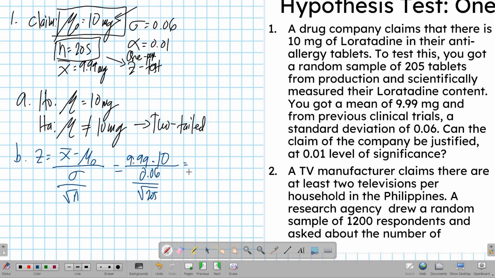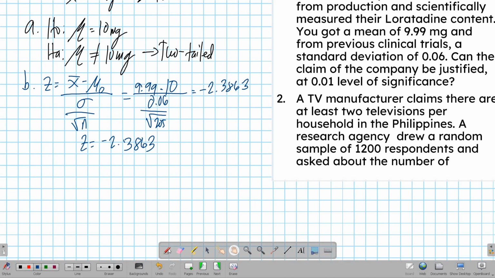So what we're going to have would be negative 2.3863. So therefore, this is our test statistic. Z is equal to negative 2.3863. The next thing here now is we need to get our critical value. Our critical value will come from the Z table since this is a Z test.